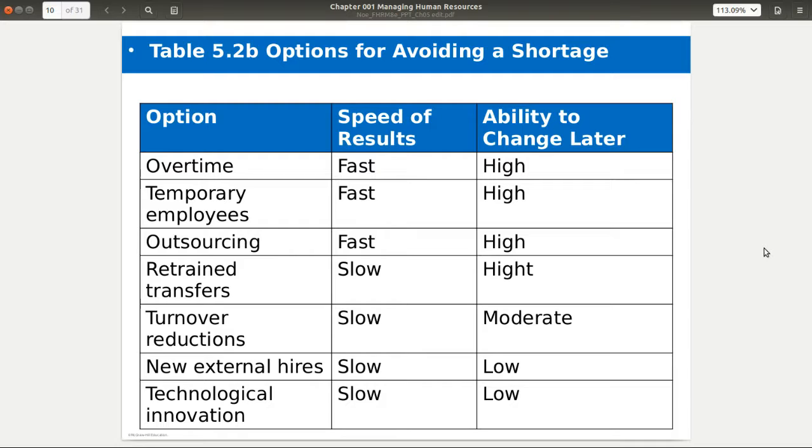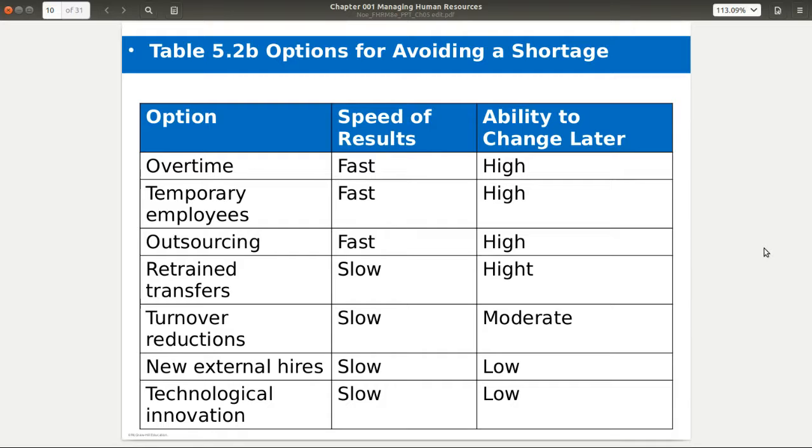So, for example, one of the things we can do is start hiring new people. It takes longer to hire new people. The thing is, once you get them on board, it's harder to reduce any kind of overage that you may have as far as numbers of people. So let's say that you start on a big hiring kick and you get a bunch of folks in. Well, let's say that then the company has a downturn. It's much harder to get rid of some of those folks at that point in time.